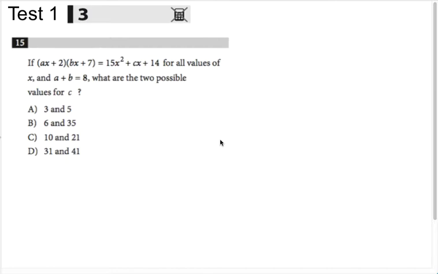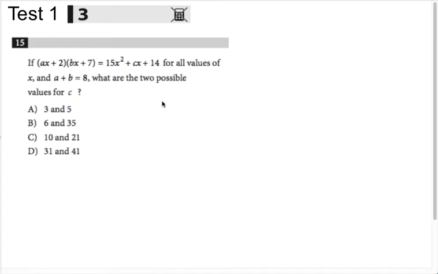Okay, so if (ax + 2)(bx + 7) = 15x² + cx + 14 for all values of x, and a + b is 8, what are two possible values for c? Okay, so if we were to FOIL this out, right?